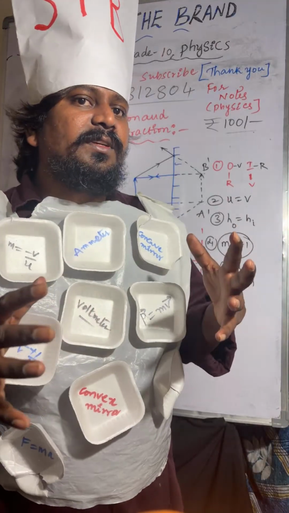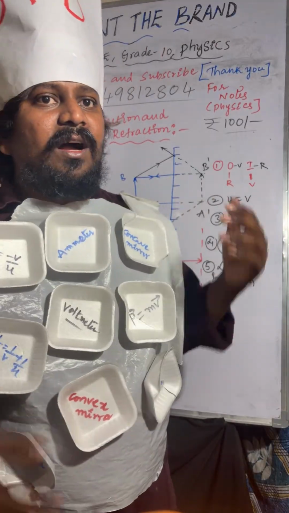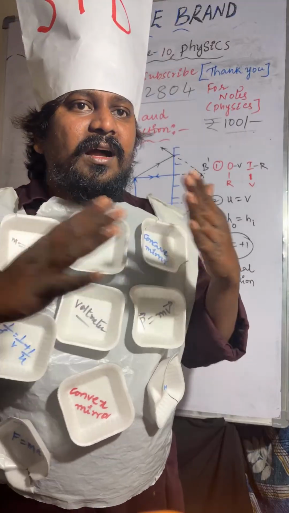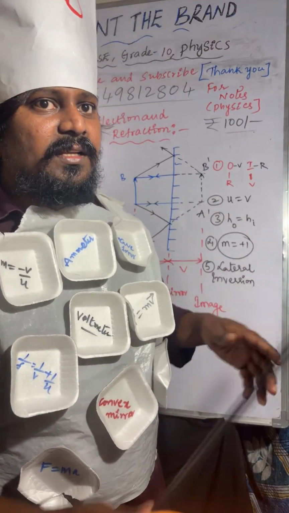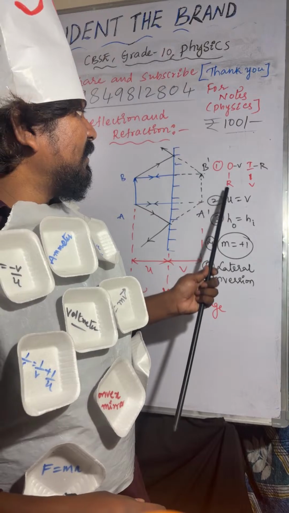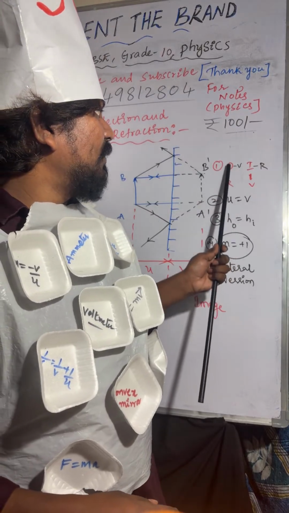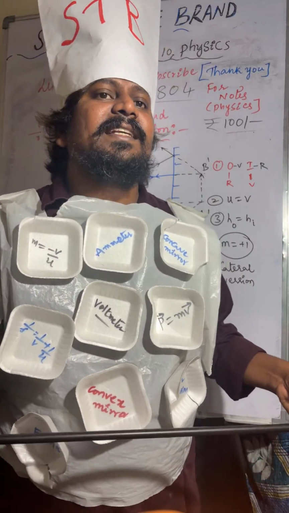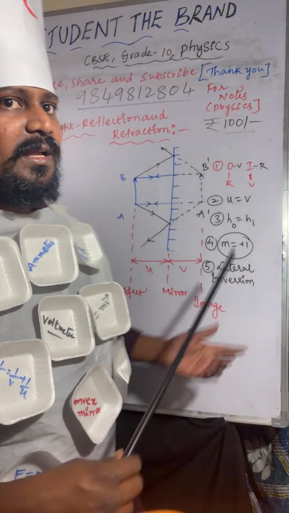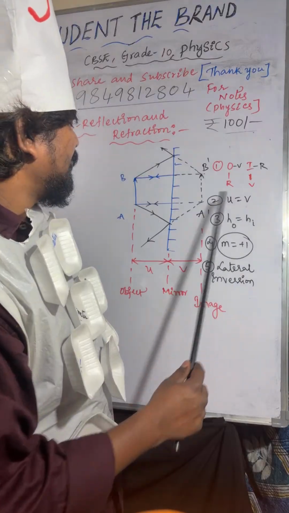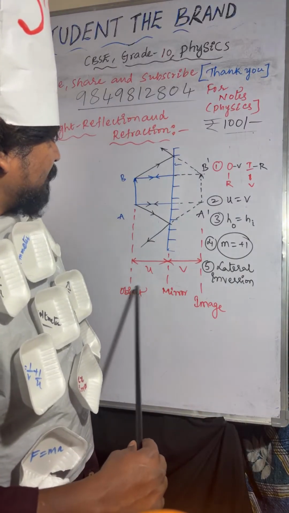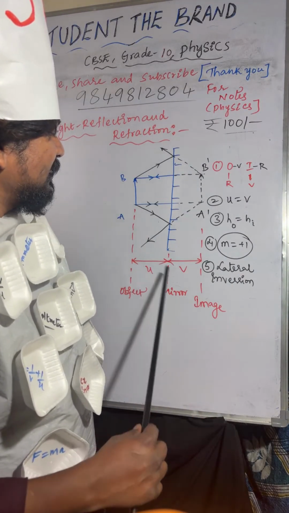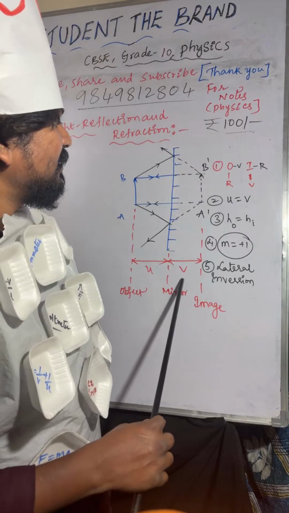Once again you can observe here: if the object is real, the image is virtual; if the object is virtual, the image is real. Also, object distance is equal to image distance. The distance between the object and the mirror is called object distance. The distance between the mirror and the image is called image distance.